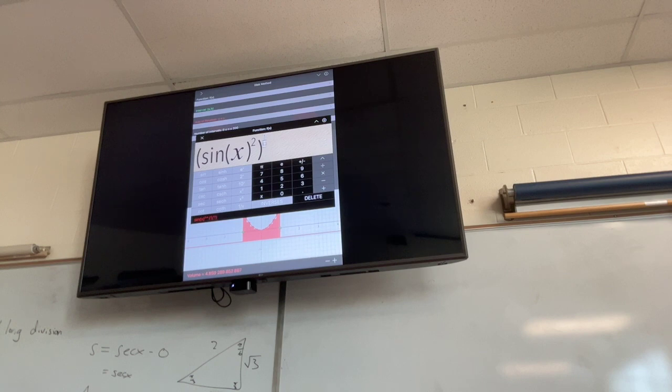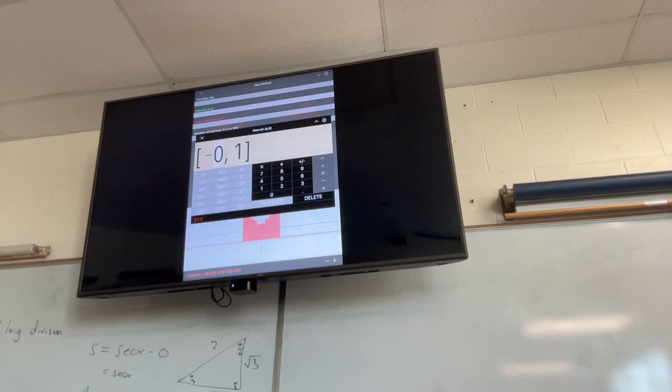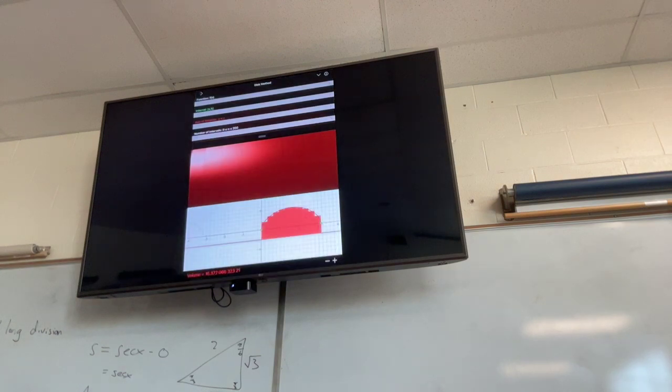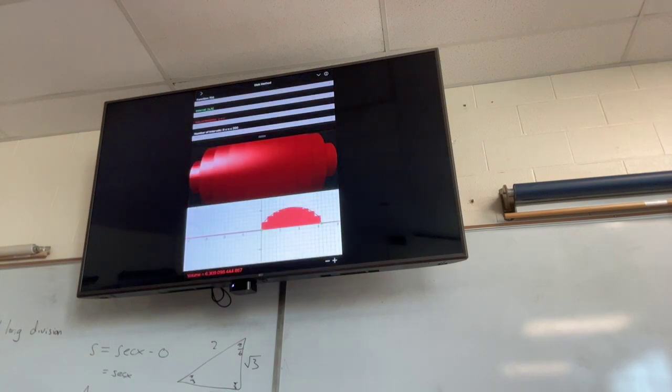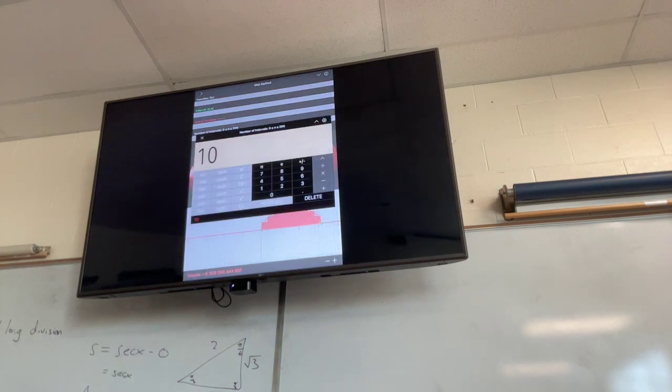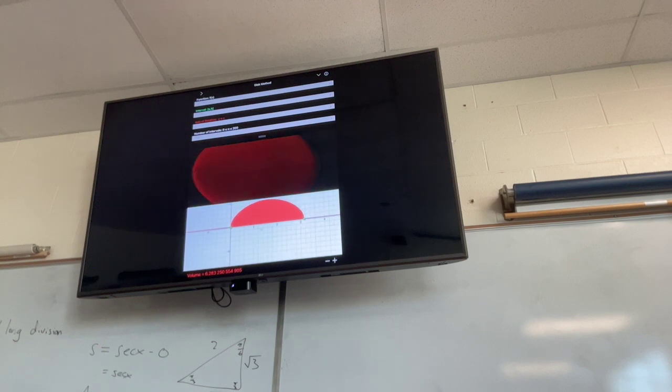There we go. The square root of sine x, in a very roundabout way because this app stinks. Intervals from 0 to pi. Axis of rotation is y equals 0. Number of intervals, let's make that 150. There you go. So we're taking this function here and we're rotating it around.